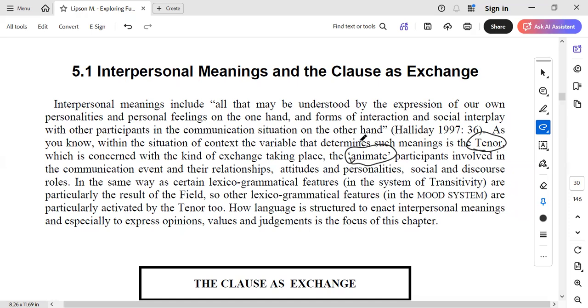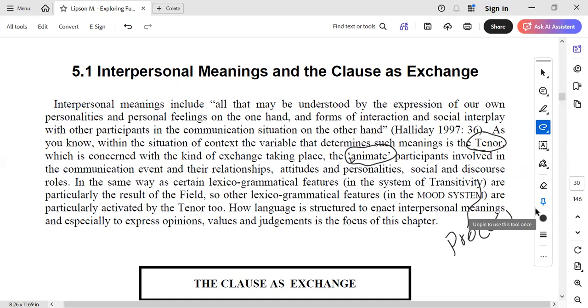How language is constructed to enact interpersonal meanings and especially to express opinions, values, judgment is the focus of this chapter. Now, transitivity, can you tell me what is transitivity? Transitivity refers to the process types, right? In short, I will just touch on the point because I haven't taught you transitivity. It is all about the verbs being used, and it's also about the participants engaged in a clause, their roles, their actor or their goals and what they are, right?